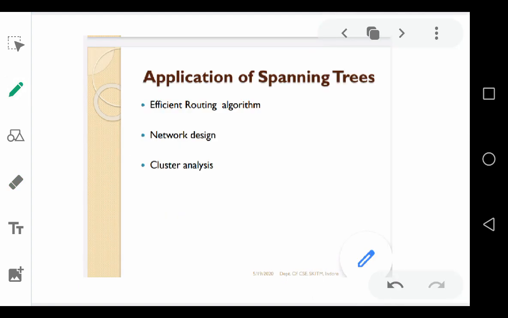Now we'll see some of the applications of spanning tree, like where we are using the spanning tree. We are going to use it for efficient routing algorithms. We can use it for network design. We can use it for cluster analysis.